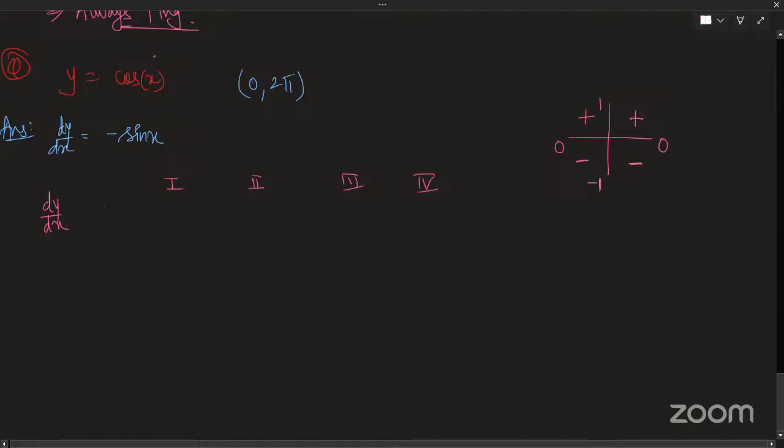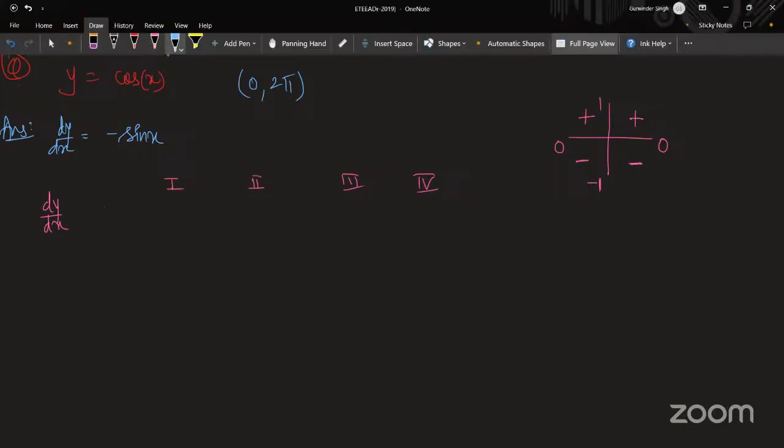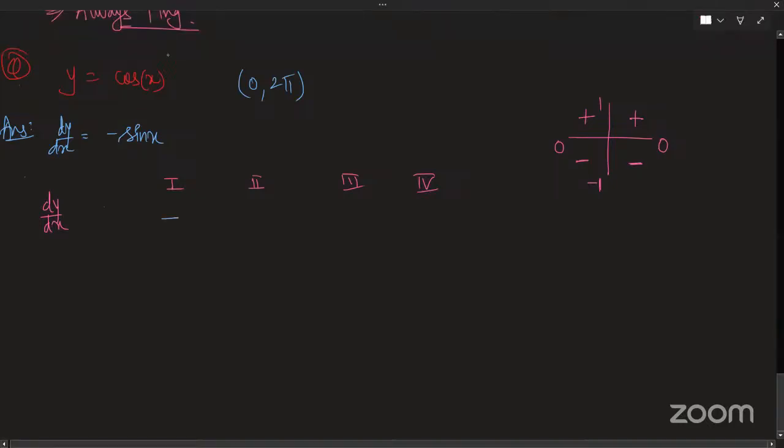Tell me, in my first quadrant, will my dy by dx be a positive or negative value? It will be negative. Great. What about the second? Negative. Third, positive. Fourth also positive. Great.